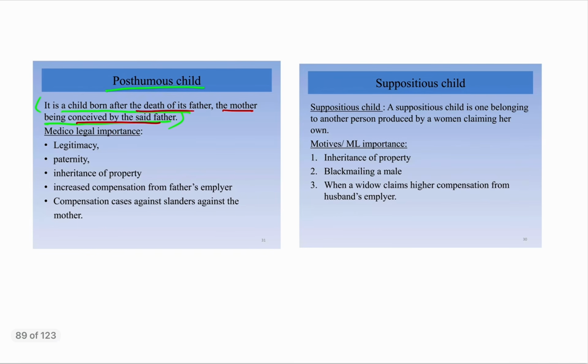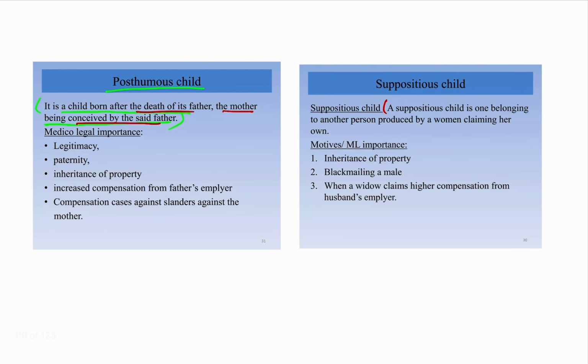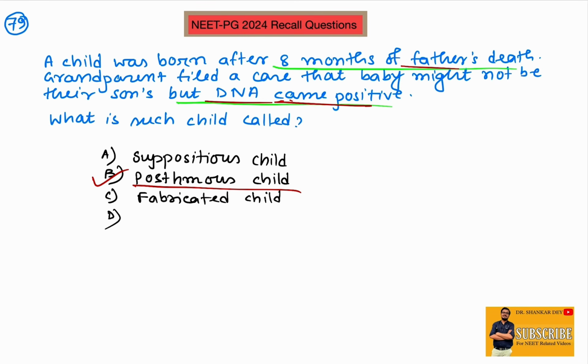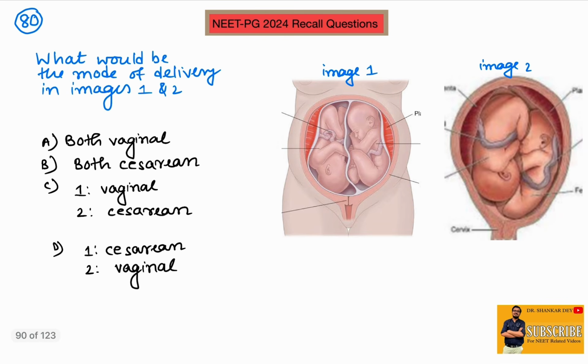Okay, what is a supposititious child? A supposititious child is one belonging to another person, the baby of another person, produced by a woman for claiming as her own. So a woman is claiming another person's baby to be her own. So this is a supposititious child. But death of father, with mother conceived by the said father, is a posthumous child. Here DNA came positive, so obviously they are blood related, but there is already death of father, so this is a posthumous child. Question number 80, what would be the mode of delivery in images 1 and 2?